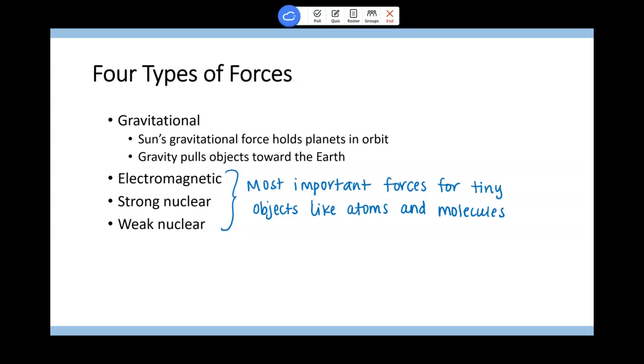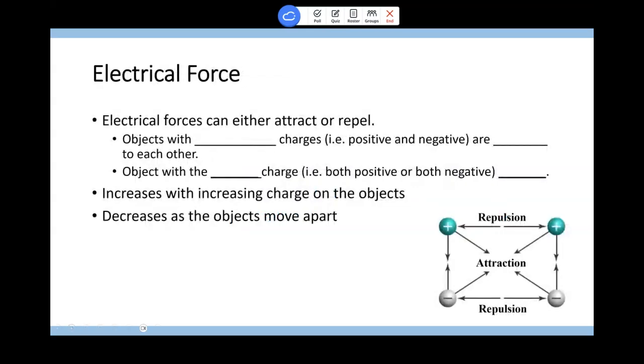So this electromagnetic force, we have electrical force. These electrical forces can attract or repel. If we have objects with opposite charges, so something that's negatively charged and something that's positively charged, these are attracted to each other. And then if we have objects with the same charge, these repel.